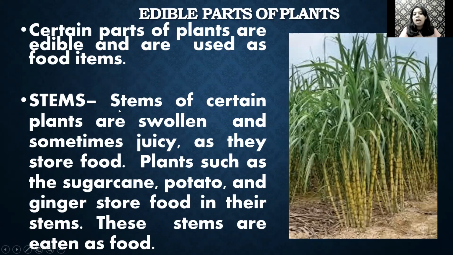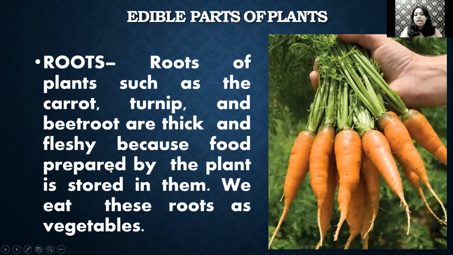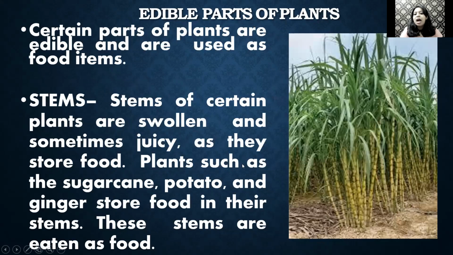Stems. Stems of certain plants are swollen and sometimes juicy as they store food. Plants such as sugarcane, potato, and ginger store food in their stems. This is very important. Plants such as sugarcane, potato, and ginger. These store food in their stems. So these are the plants that store food in their stems.